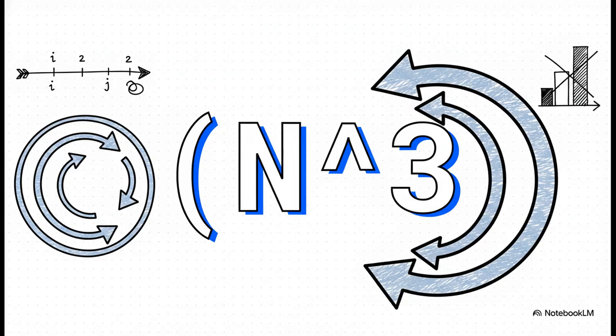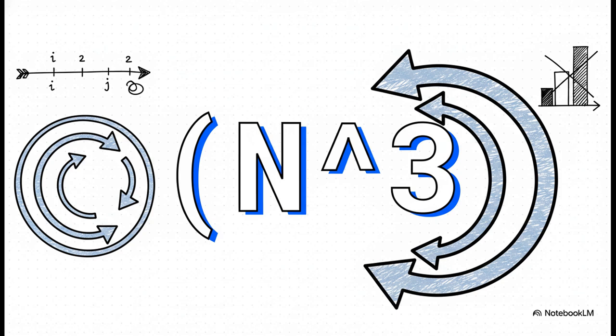Well, here's the major problem with that instinct. Generating every single subarray means setting up an i pointer and a j pointer to mark the start and end, and then running a whole third inner loop just to calculate the sum between them. That leaves us with a devastating time complexity of O(n^3).